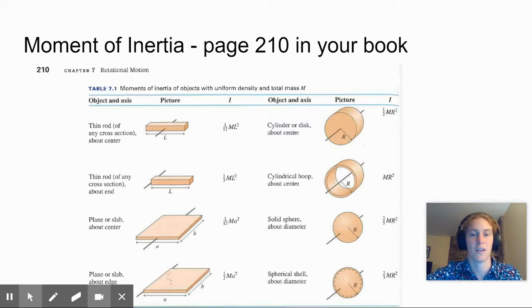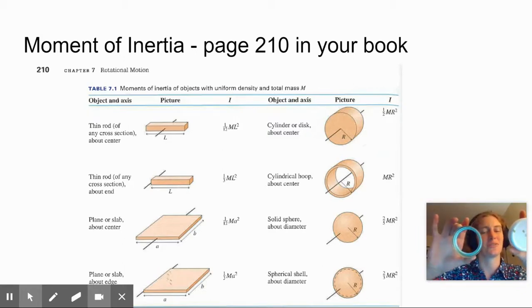So what you need to know about this is you do not need to memorize all these moments of inertia. You will always be given this, or when you're doing your homework, you will have access to your book and you will be expected to look up these numbers, not have them memorized. The only two you need to know are a solid cylinder and a cylindrical hoop. So these are the only two that you need to know: 1/2 mr squared and mr squared.